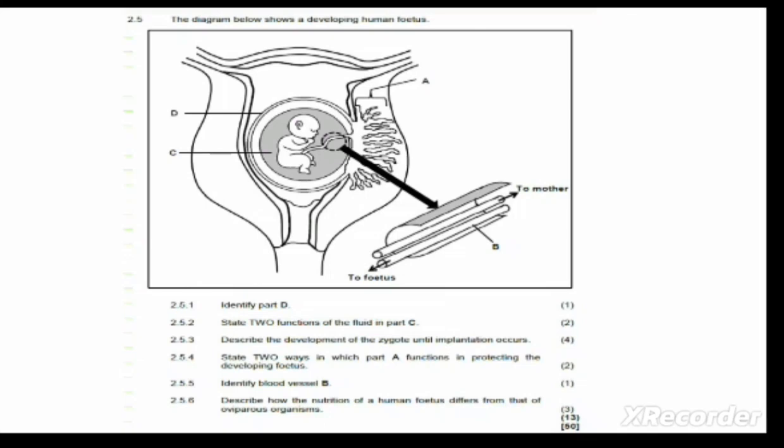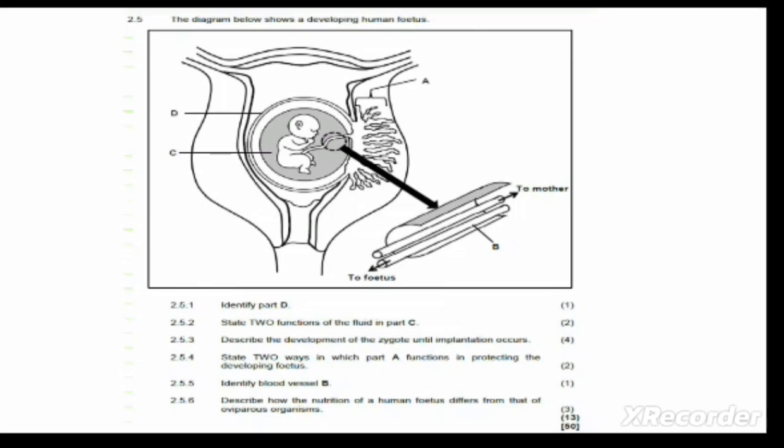Identify, state two ways in which part A functions in protecting the developing fetus. Part A is the placenta, and it acts as a microfilter, or it protects the fetus against pathogens. It removes harmful metabolic waste. It produces antibodies. It maintains the endometrium.